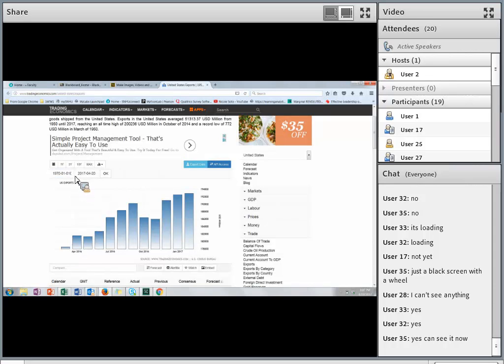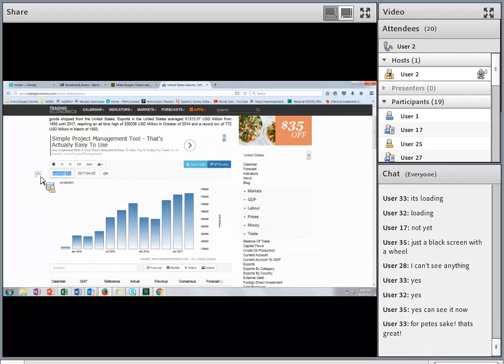But to adjust the data, the time period, I believe you go here. Wait, no, that's not right. I'm sorry, you go to this calendar icon. And so you can type in, you know, January 1st, 1970.